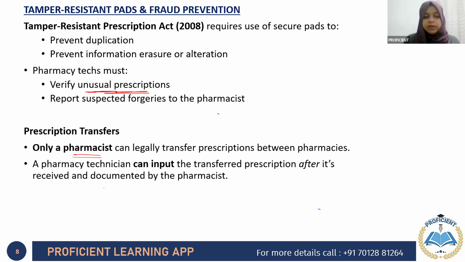So whenever a prescription transfer takes place, who is responsible? The pharmacist. He should receive it. Now a pharmacy technician can also input the transferred prescription, but first it should be verified by the pharmacist that everything is right. Once the pharmacist has verified everything, the inputs and all can be done by the technician. Clear?